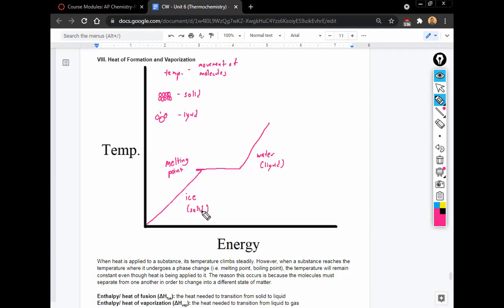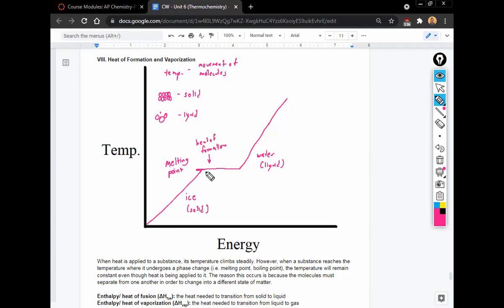Does that make sense though? It's because temperature is how fast the molecules move. When it's melting, the molecules aren't going to move faster. They're just breaking up with the other molecules that they're stuck to. So that's called the melting point. Now, this part right here on this graph, we call that the heat of formation. Okay, so the energy that it takes to melt a substance, that's called the heat of formation.